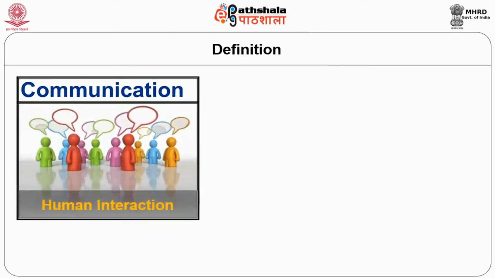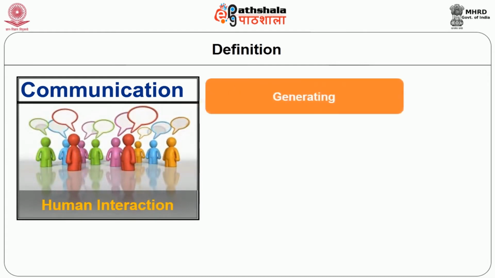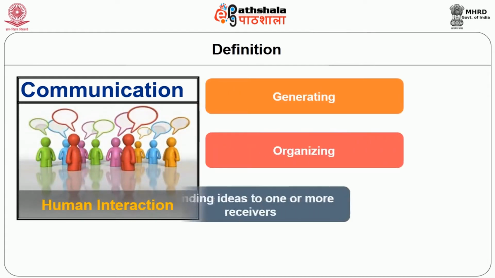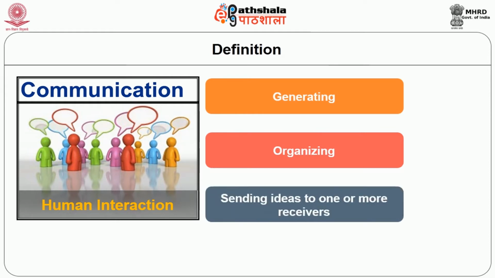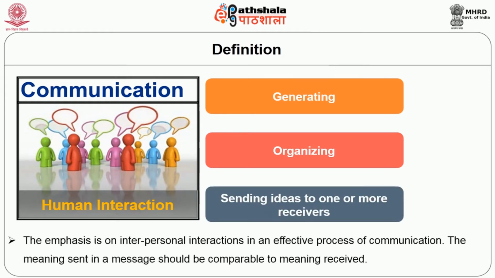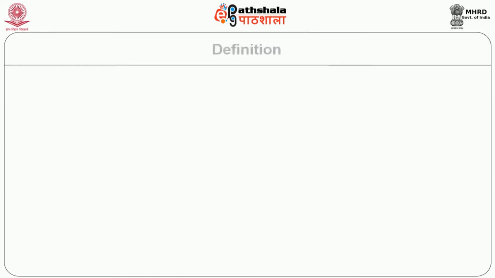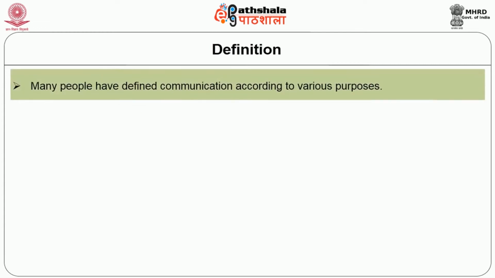Definition. Communication is the process of human interaction that involves generating, organizing and sending ideas to one or more receivers. The emphasis is on interpersonal interactions in an effective process of communication. The meaning sent in a message should be comparable to the meaning received. Many people have defined communication according to various purposes.